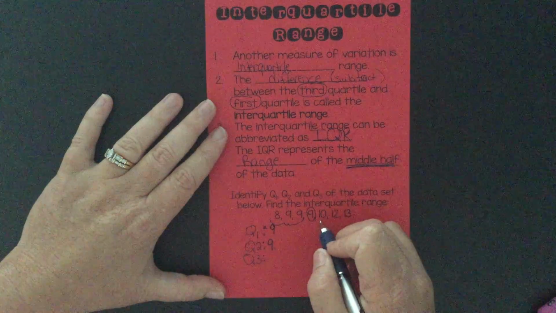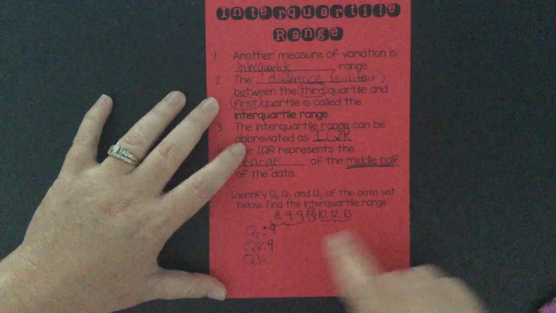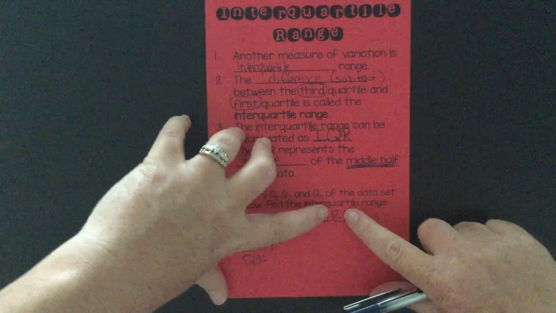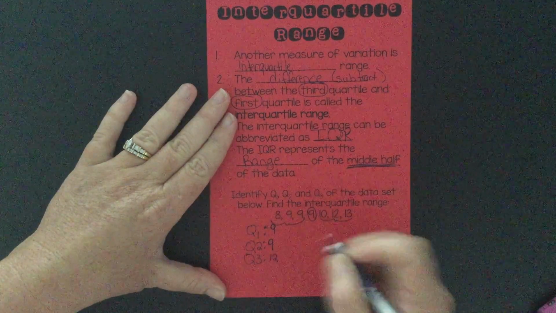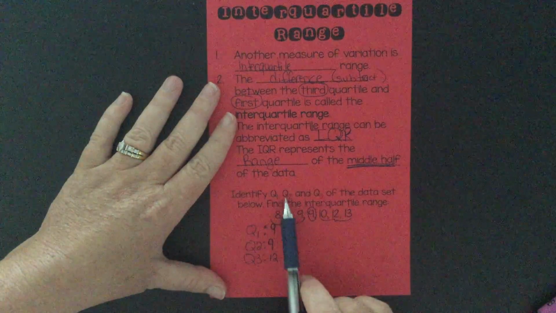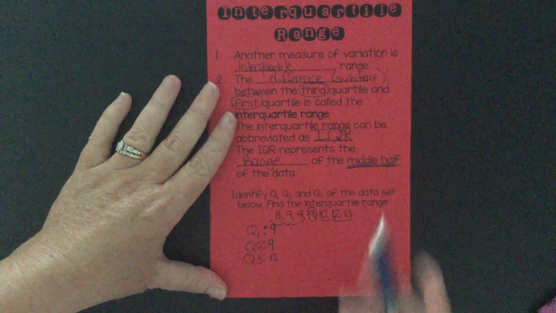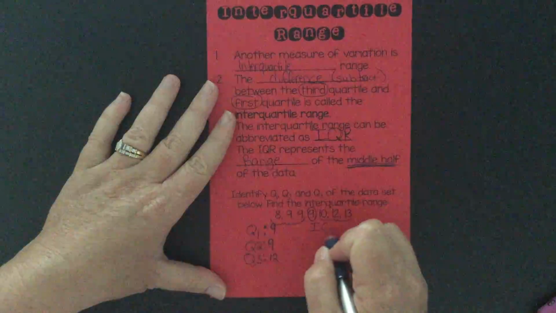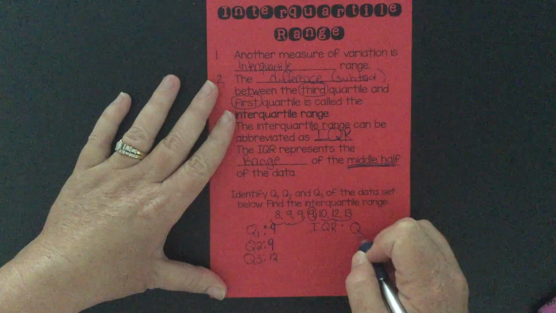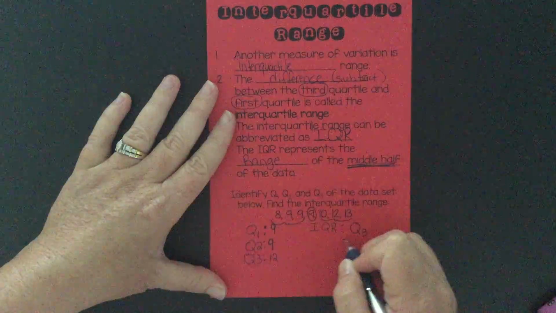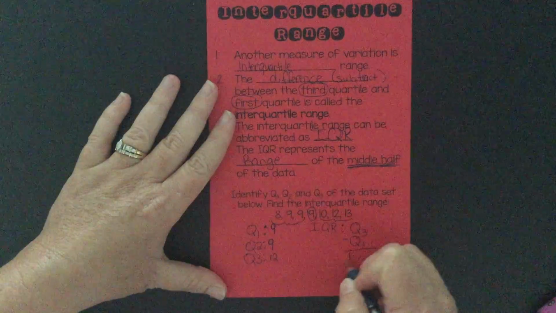Absolutely. Now let's look at quartile 3. I have 10, 11, and 12, which is going to be what? 12. So have I identified quartile 1, quartile 2, and quartile 3? All right, now let's figure out my interquartile range. IQR is quartile 3 minus quartile 1 gives me my IQR.